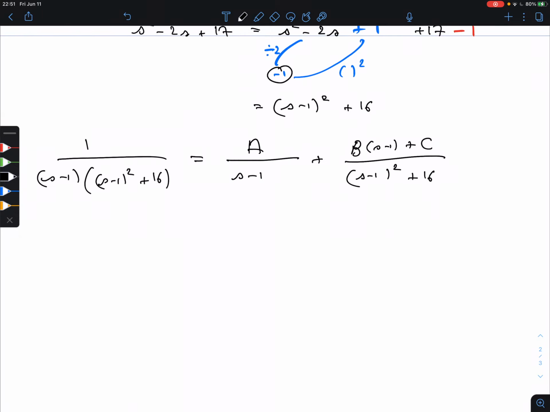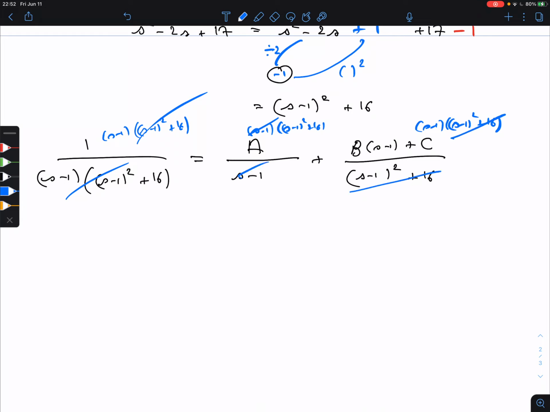Okay, so what do we do here? Again, we have no other recourse than simplifying the denominators and then plugging in numbers or comparing coefficients. So we multiply everything with this common denominator, s minus 1 times s minus 1 squared plus 16. All right, so what is cancelling? Of course, the whole thing cancels here. Here the s minus 1 cancels, and here the quadratic irreducible cancels.